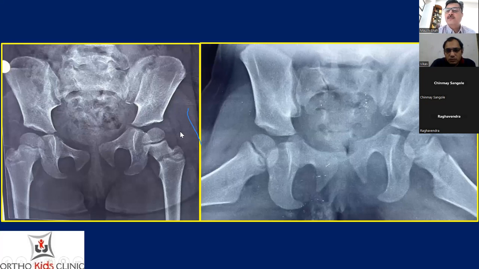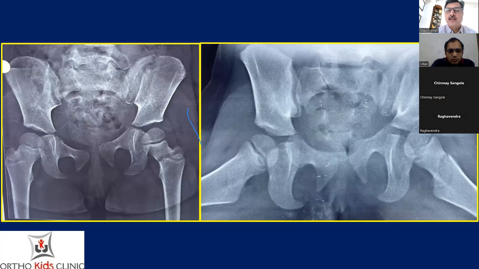Any other view? How would you treat this pelvic injury, Raghavendra? Sir, I need an inlet and outlet view if it is available to see how far it is displaced. Because there is a large chunk of ilium bone involved posteriorly, it's definitely going to unite. That is not an issue. Only thing is that vertical shear, how far it is unstable. So I would like to just give a traction, sir. I would like to keep the child in traction.